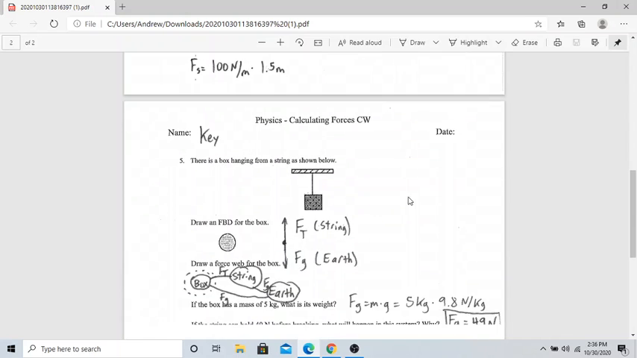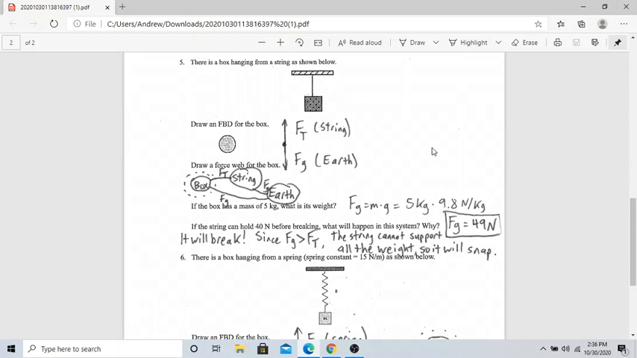Now, for the 2 questions on the back. These 2 questions are kind of a mix of all the different things we've talked about. So there's some FBDs, some calculations, and some thinking about what these all mean. For the first one, there's a box hanging from a string as shown below. I'm under the assumption that you have probably already done these problems, so I'm not having you take time to pause and answer the question.